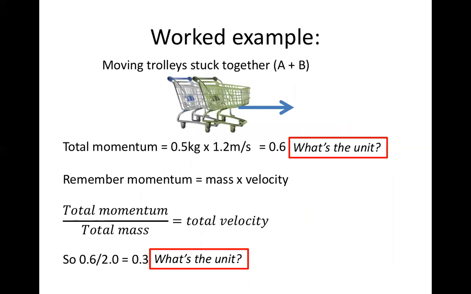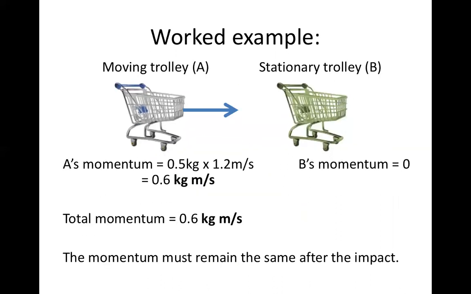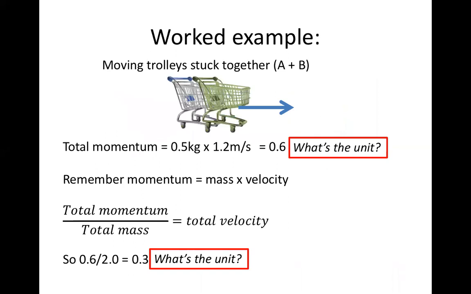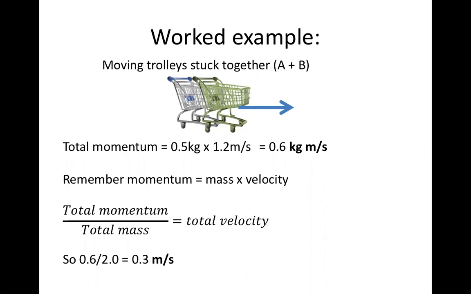Okay, so let's look at this. After the collision, the trolleys stuck together because the question says they stick together. The total momentum before was 0.6. Remember, momentum is mass times velocity, so velocity is momentum divided by mass. So 0.6 divided by my mass. My mass is now both trolleys together, 0.5 and 1.5, which is 2. So 0.6 divided by 2 is 0.3. So the velocity is 0.3 meters per second.